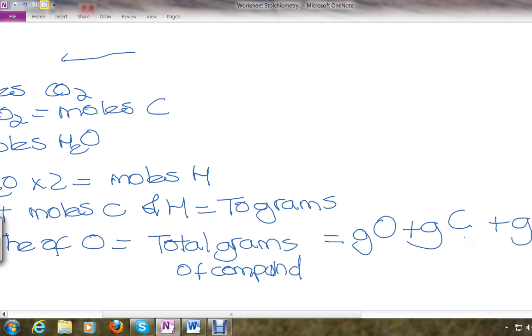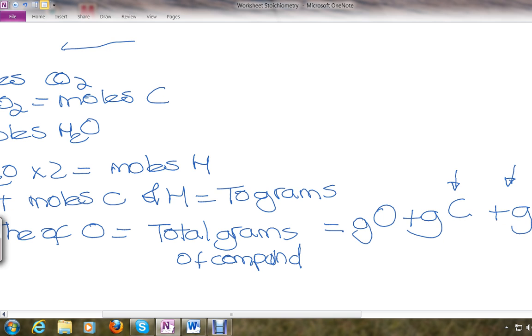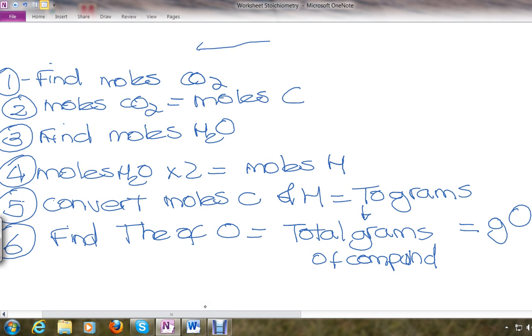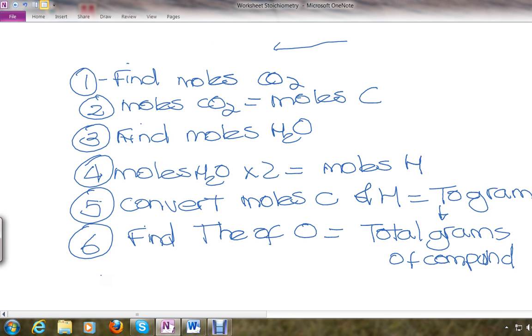Remember what I was saying? This is a definite proportion. So if you find out the grams of carbon, the grams of hydrogen, and you have this equation, you can find out the grams of oxygen. Okay? But how do you find the grams of carbon? Well, you have the moles of carbon, right? And you have the moles of the hydrogen.